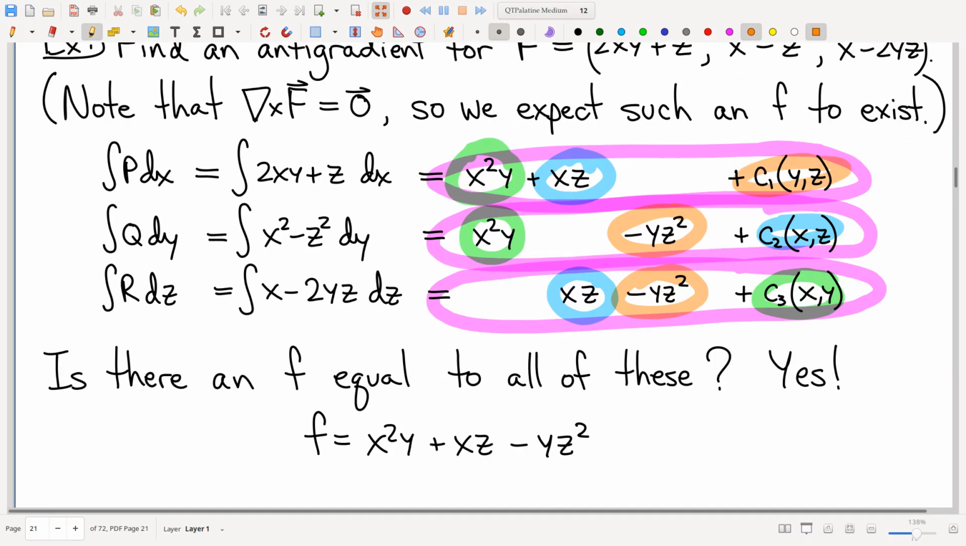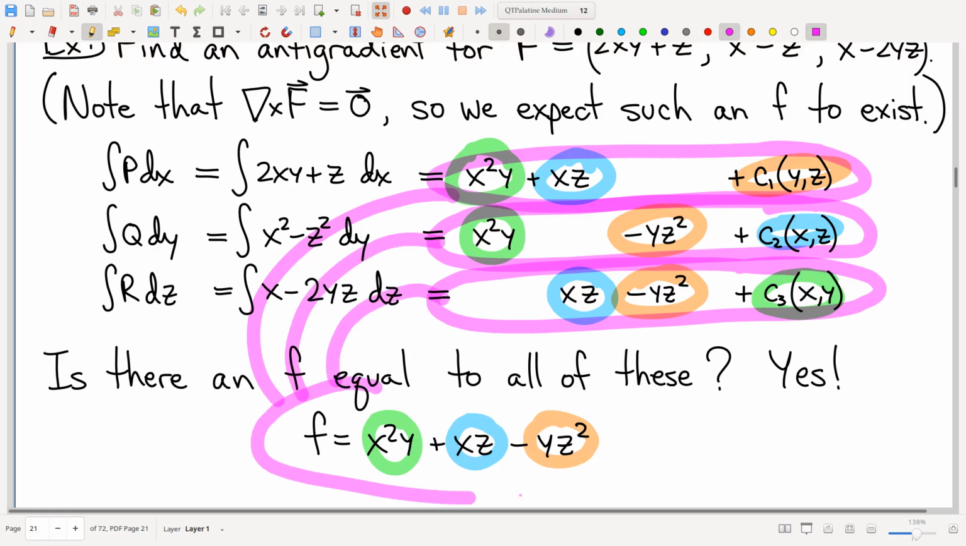And now check it out. All three of these purple expressions are green plus blue plus orange. Indeed, these are all equal to the same thing, namely that. So we win the game. Everybody see how that works?